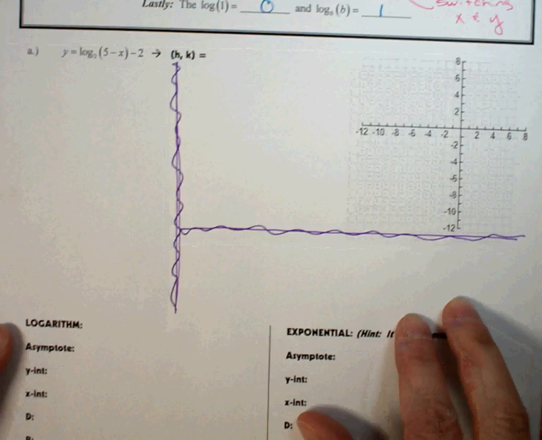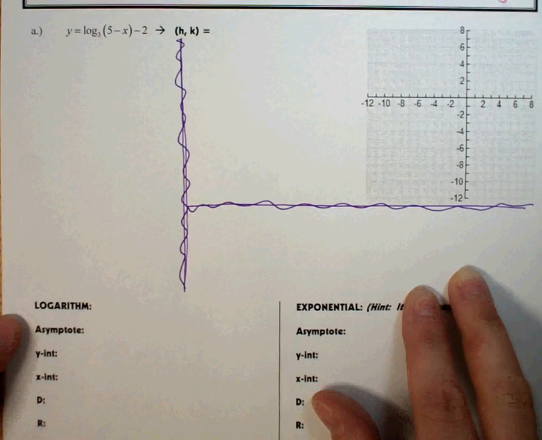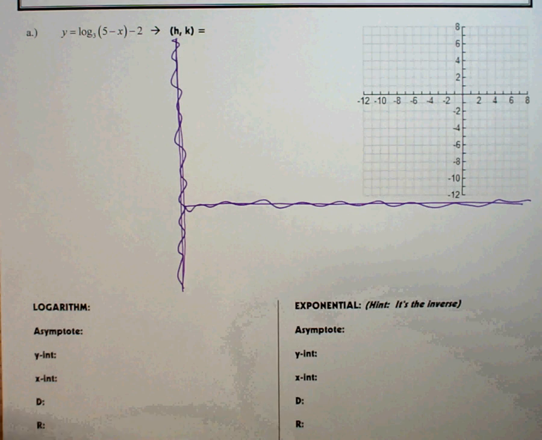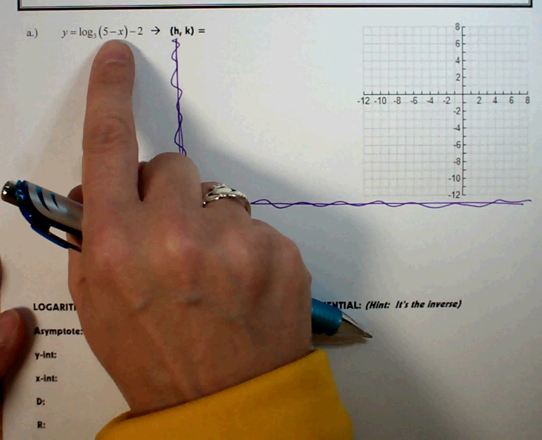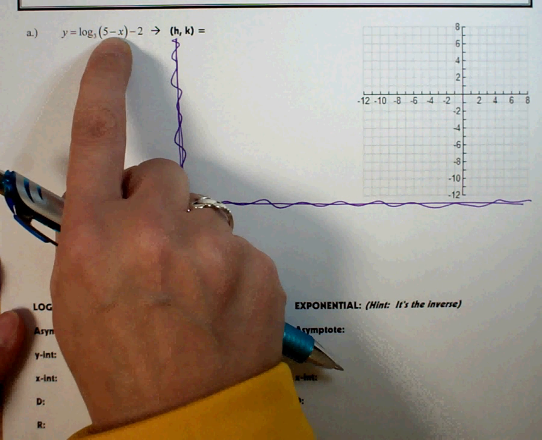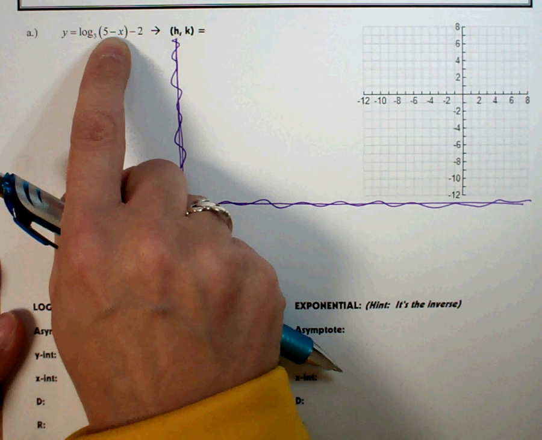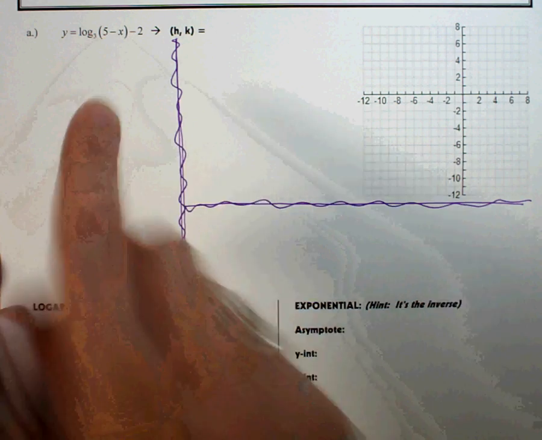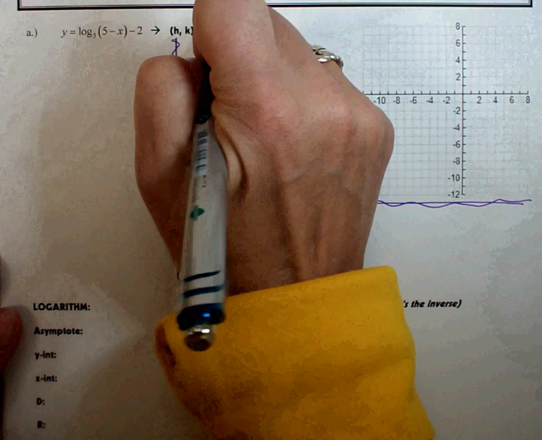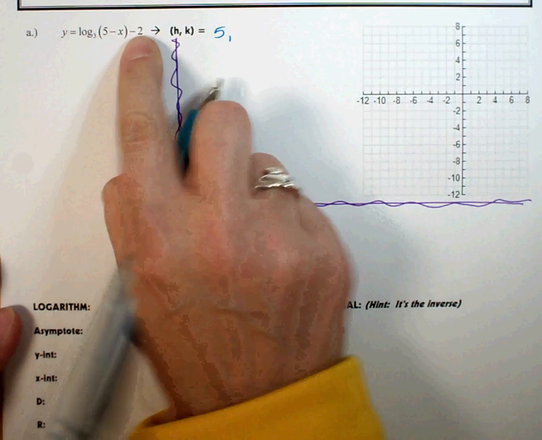So as I jump into this logarithmic graph, the first thing that I'm going to do is identify my h and k. When I'm looking for the h value here, I'm mentally setting this argument equal to 0. I'm trying to figure out what value will make the argument 0, and in this case it's 5. My k value is a -2.